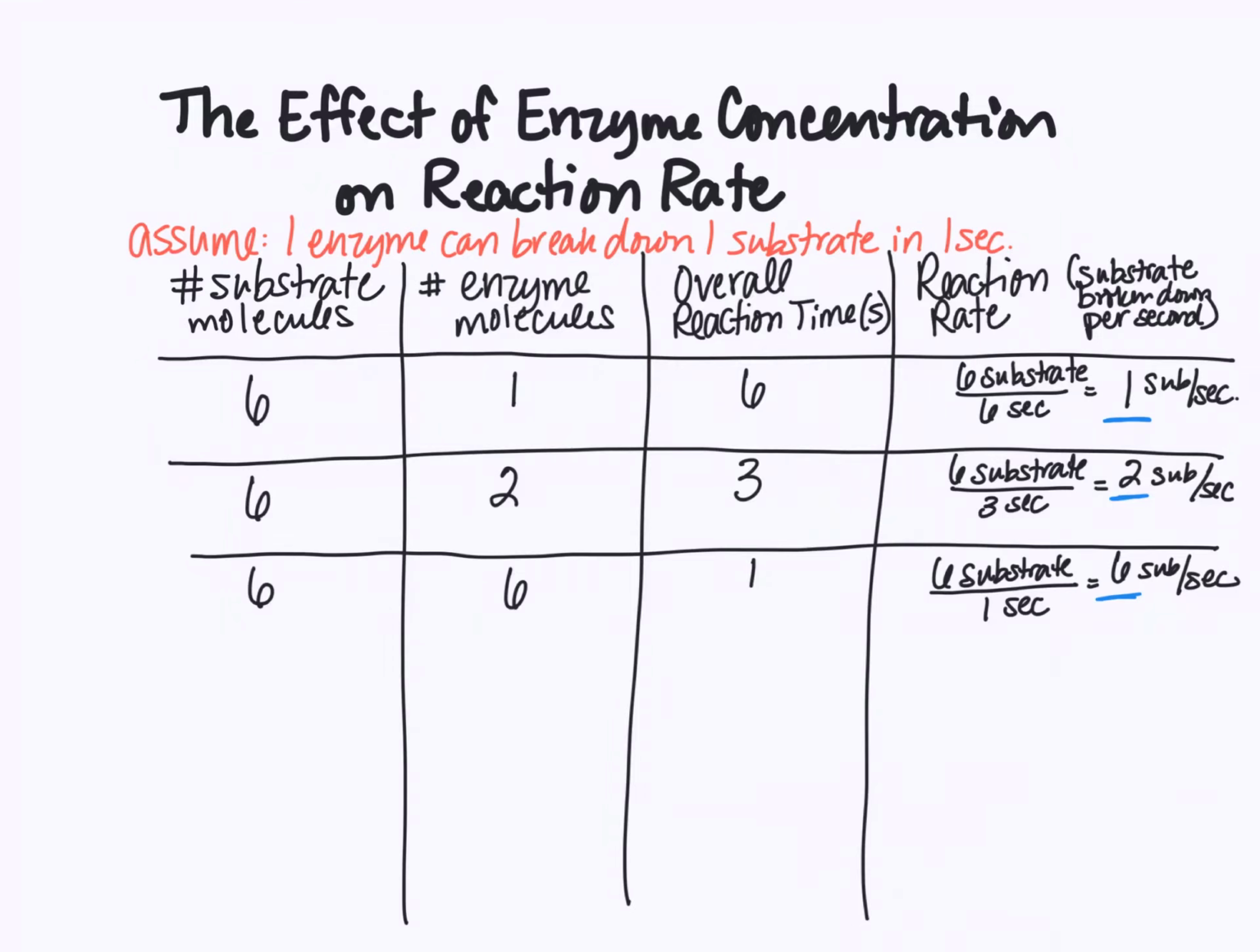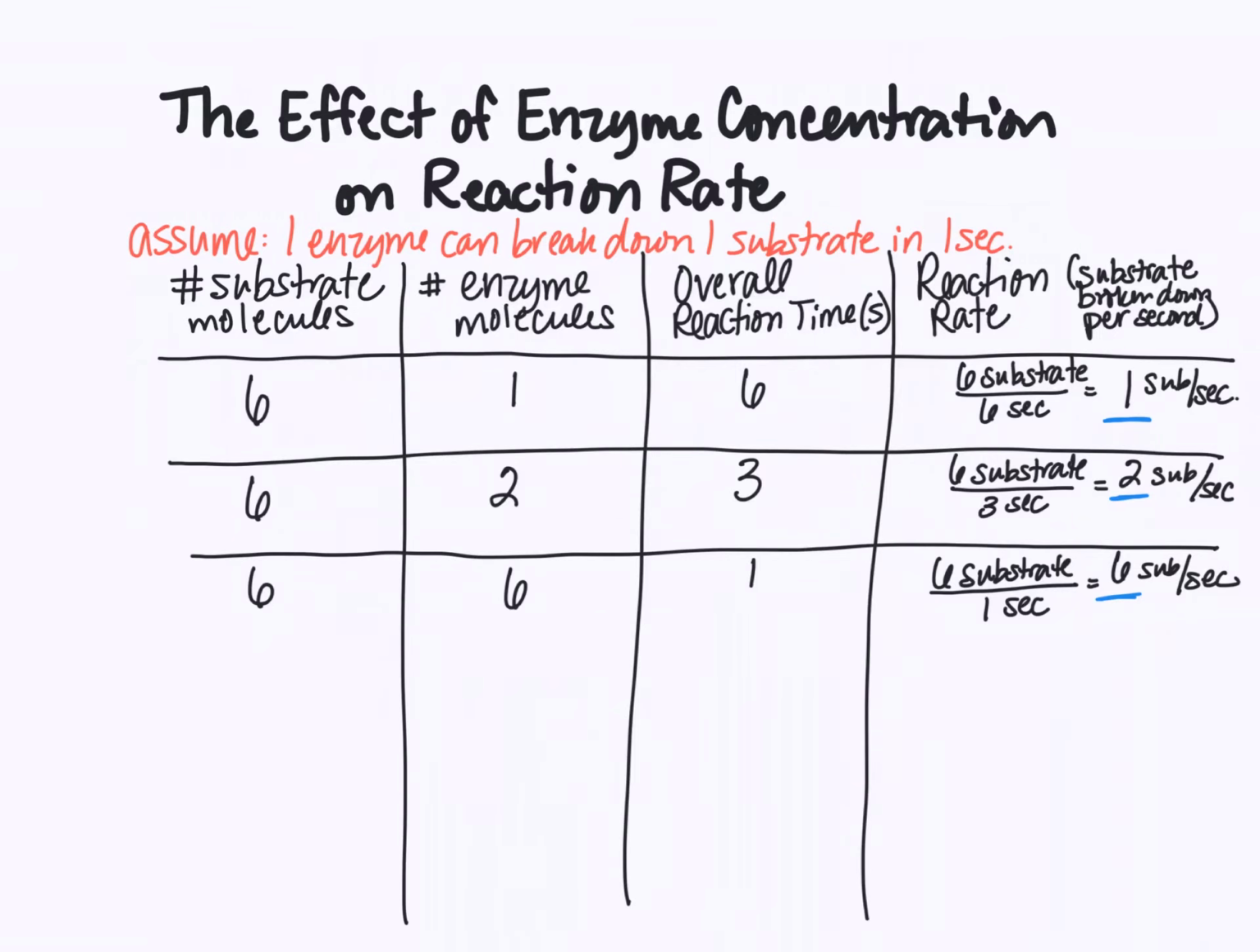So by increasing the number of enzyme molecules present, meaning we're increasing the concentration of the enzyme molecules, we're also increasing how quickly that reaction is happening. So we're increasing the rate at which the substrate molecules are being broken down.